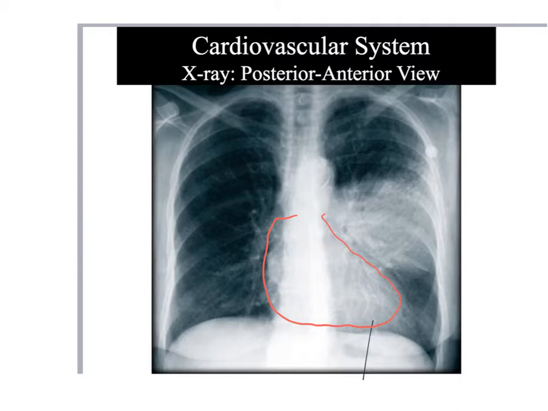Now, why is it white and the lungs are black? Why does it look like this, Joe? So the denser the material, it absorbs the X-ray, and so it comes up white. The less dense the material, the X-rays pass through, and it comes up black. Okay? So density. So there's a lot of dense tissue there, right?